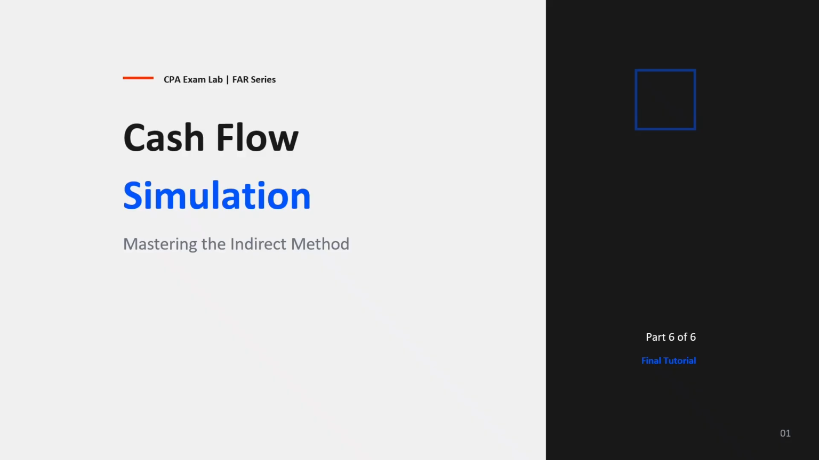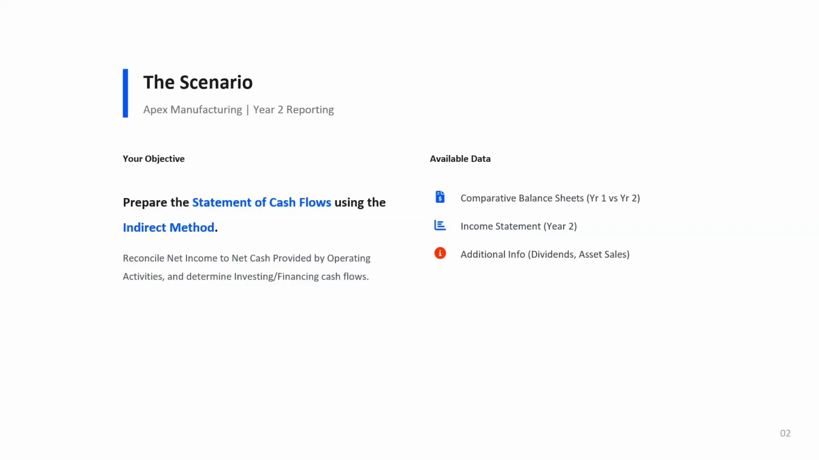Now, let's start by setting up our scenario. Okay, so our scenario here centers on Apex Manufacturing's year two reporting. In the question, it says our main objective is to prepare the full statement of cash flows using the indirect method.